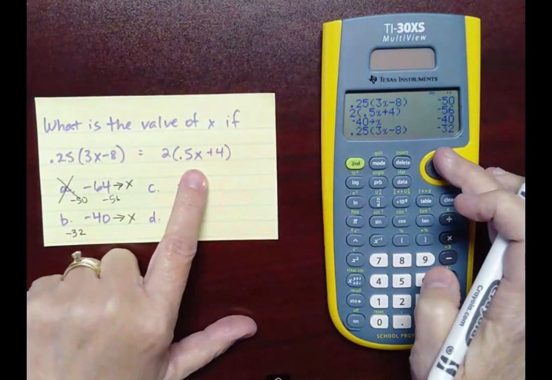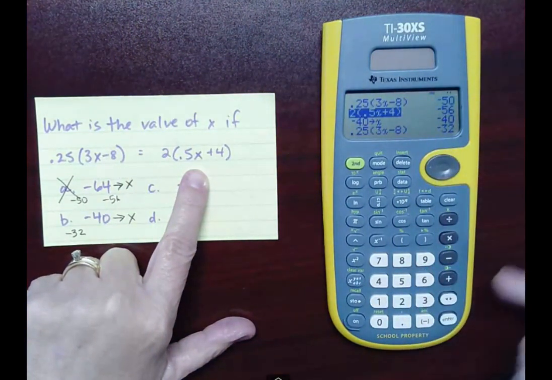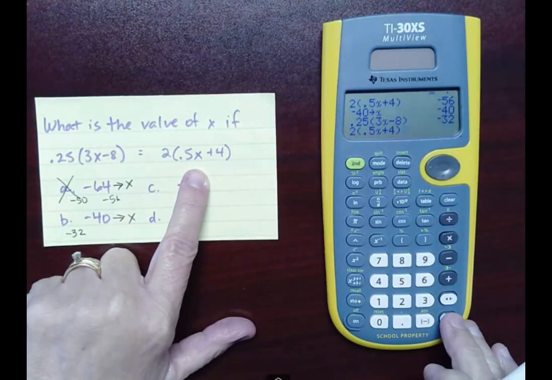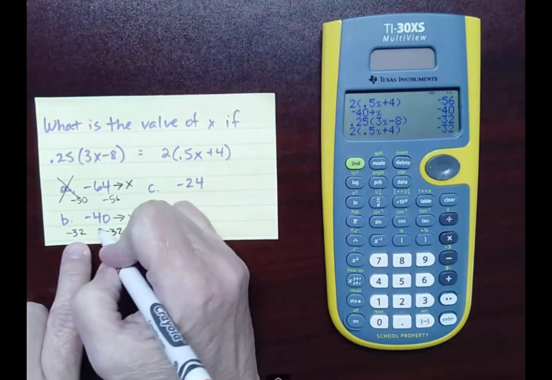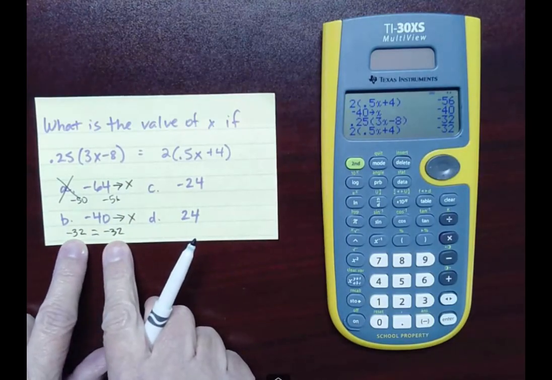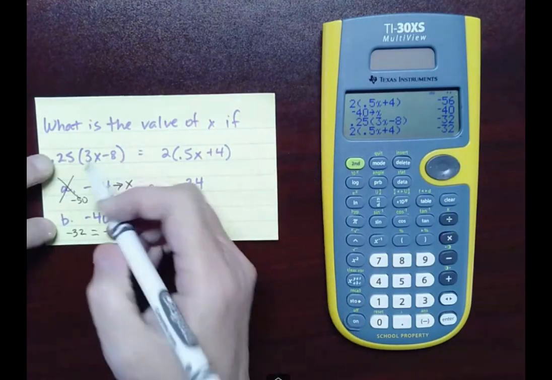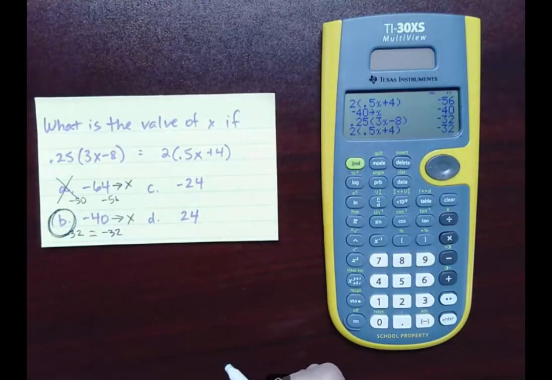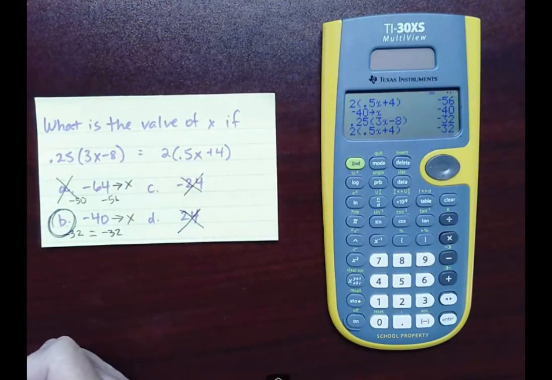Once again, I don't want to have to type that again. I'll just scroll up and highlight it. Hit enter, we'll copy and paste it to the bottom. Enter again, gives me -32. I have found the number -40 that gives me the same answer on this side that I get on this side. That is the correct answer. I don't have to check these last two because once you find the one answer that works, there are no more answers.